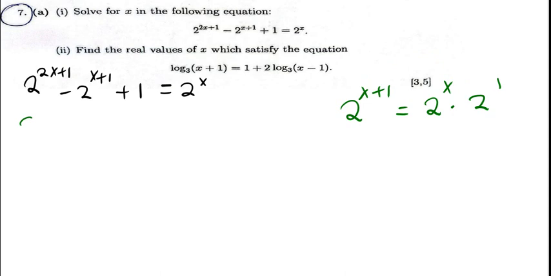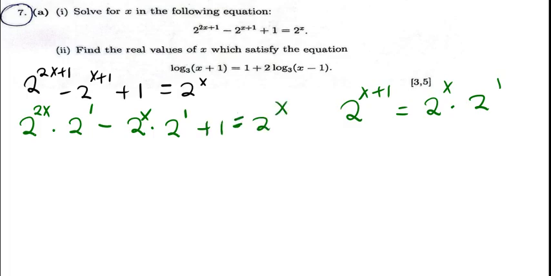So this was 2 raised to the power 2x times 2 raised to the power 1, minus this was also 2 times 2 to the power x, times 2 raised to the power 1, plus 1 being equal to 2 raised to the power x. If I want, I can take it back there. The bases are the same, you add the powers, so it will be 2 raised to the power 2 plus 1. Any number to the power 1 is the number itself, so I can write 2 times 2 raised to the power 2x minus 2 times 2 raised to the power x plus 1 being equal to 2 raised to the power x.